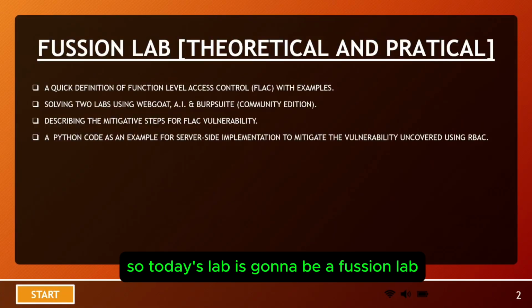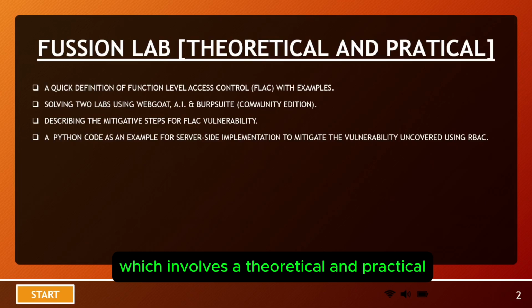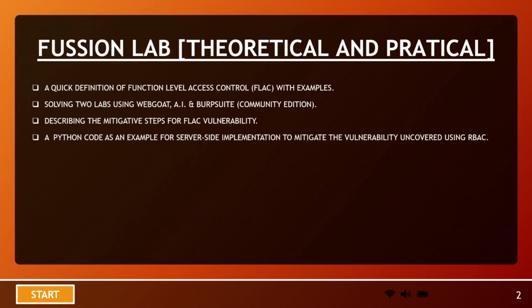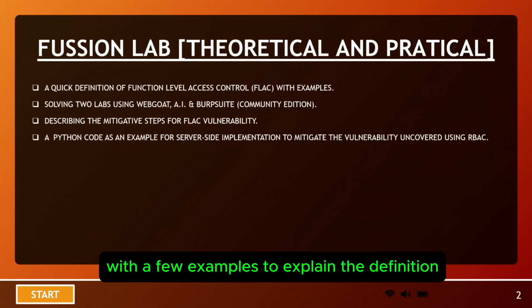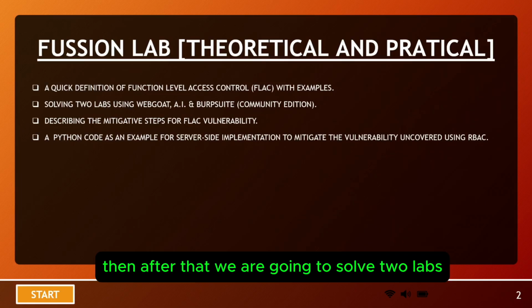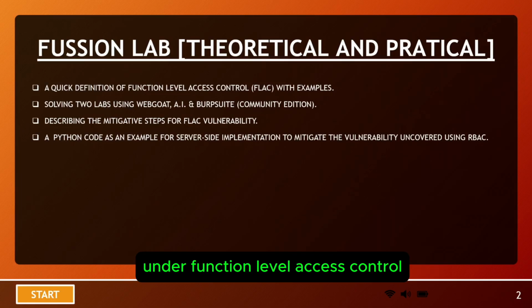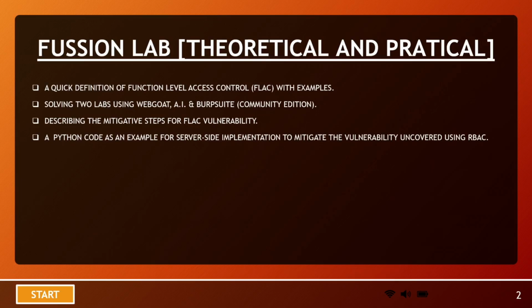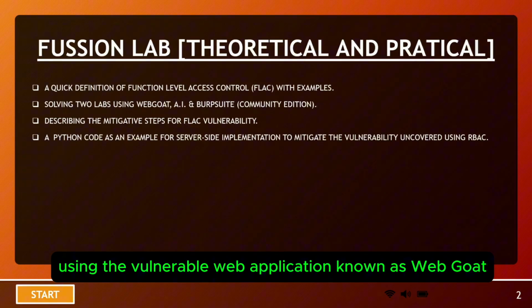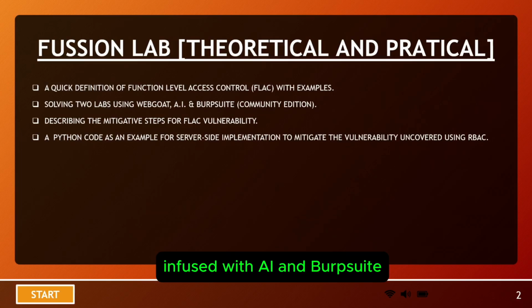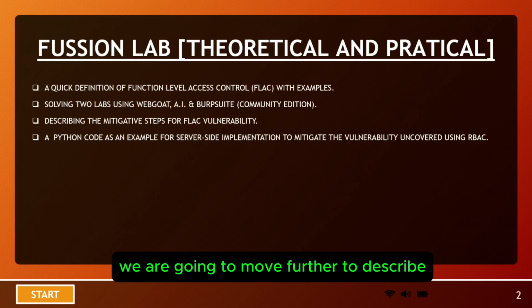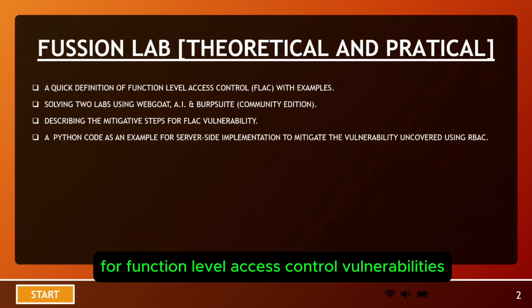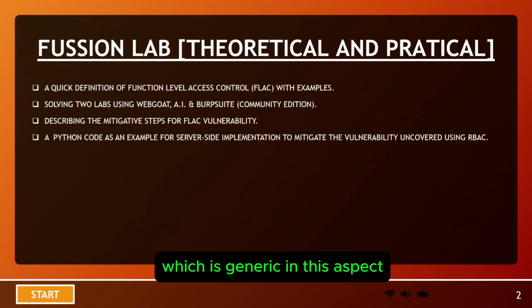So today's lab is going to be a fusion lab, involving both theoretical and practical aspects. First, we'll discuss a quick definition of function level access control with a few examples to explain the definition. Then we are going to solve two labs under function level access control using the vulnerable web application known as WebGoat, together with Burp Suite, the community edition. After we're done, we are going to describe the mitigation steps for function level access control vulnerabilities, which are generic in this aspect.